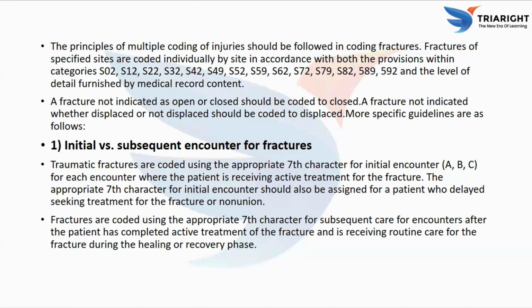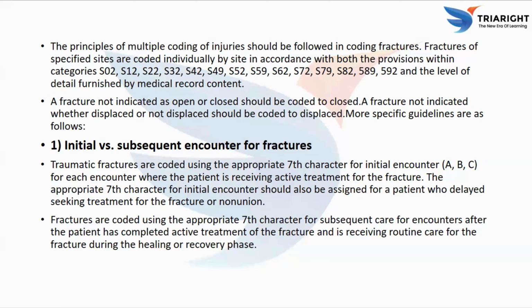And the next coding guideline is initial versus subsequent encounter for fractures. So fractures have more detailed seventh characters than other injuries. So the initial encounter for fractures: when to use it? When the patient is receiving active treatment for the fracture. Active treatment includes emergency care, surgical fixation, manipulation, reduction, and initial casting or splinting. In this case, the seventh characters for initial encounter are A, B, C. This is used depending upon the fracture type, such as open fracture classification.